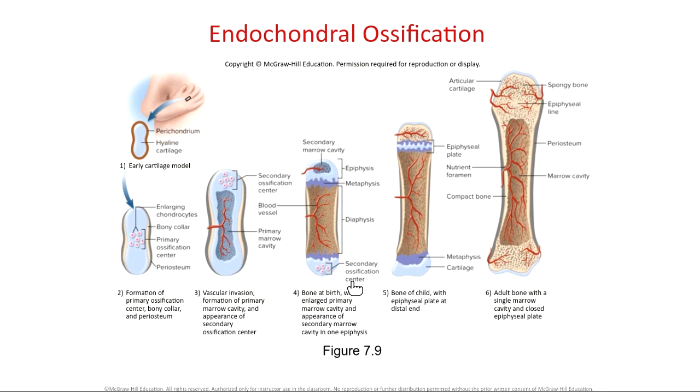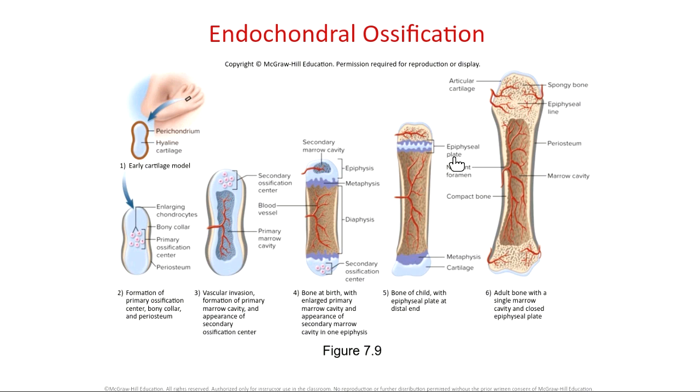Now at stage 5, this is what a child's bone will be like. A child's bone, yes, we have a fully formed diaphysis, and we will see the epiphyses fully formed. Now, it says down here metaphysis. Don't worry about that. We're not going to get into that.